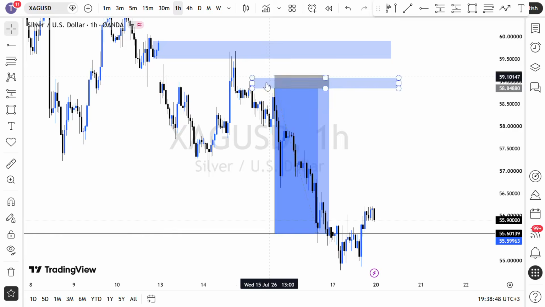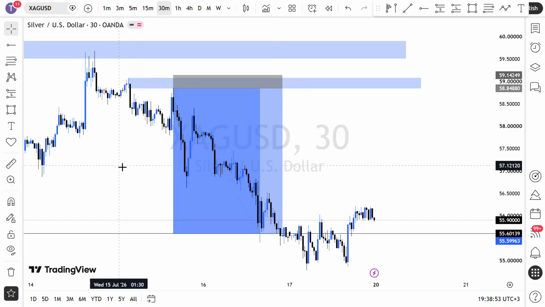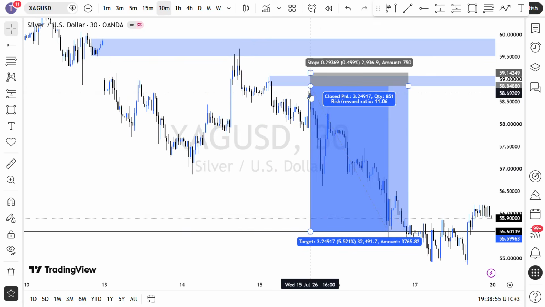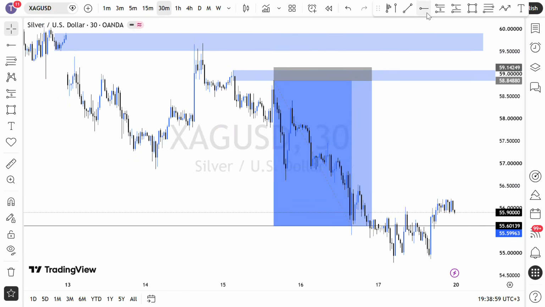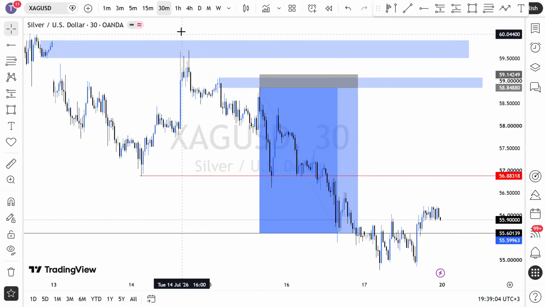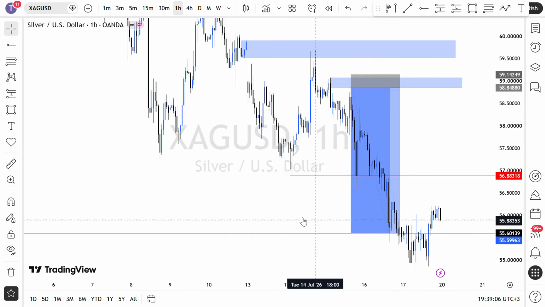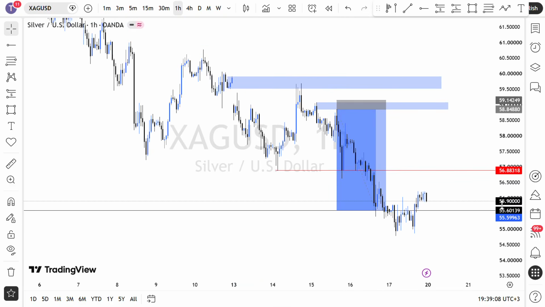Price tapped into our point of interest, as you can remember very well. We had that area as our point of interest. Price tapped into that area and then went down to our take profit. We were targeting this first low as our first take profit, and then the external liquidity as our second take profit.